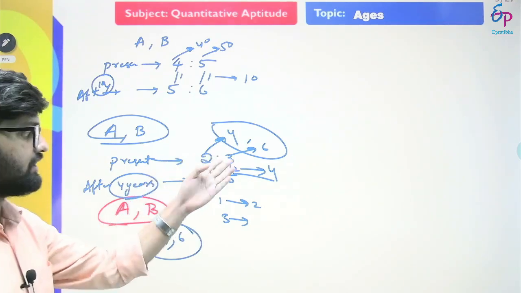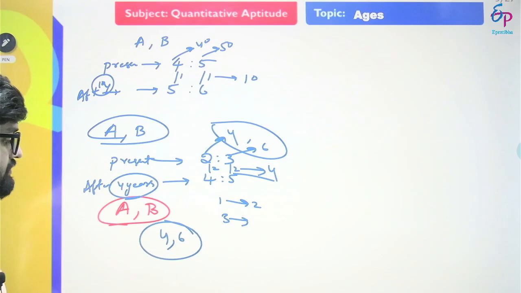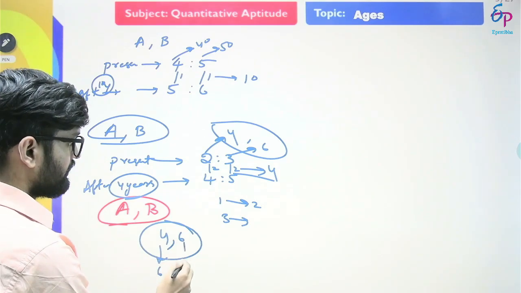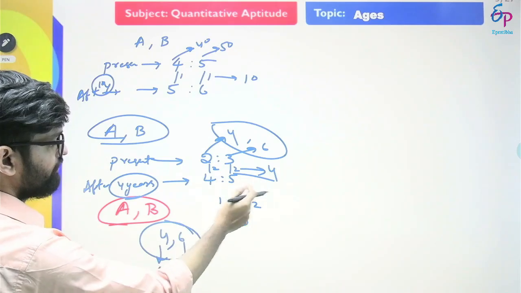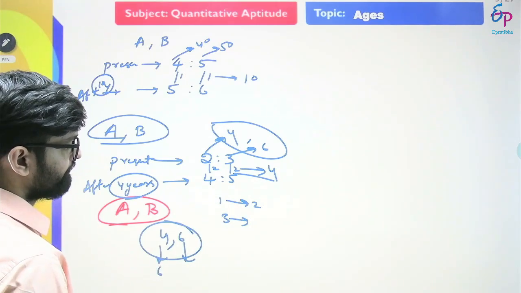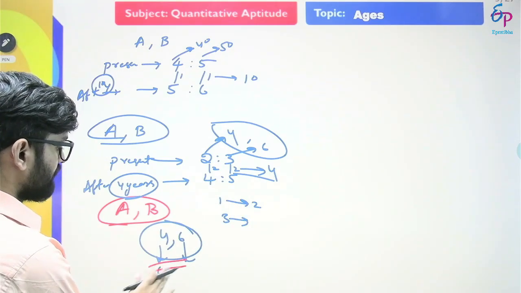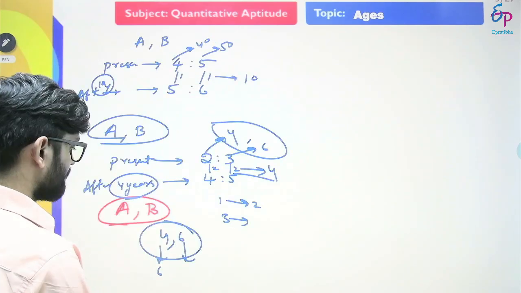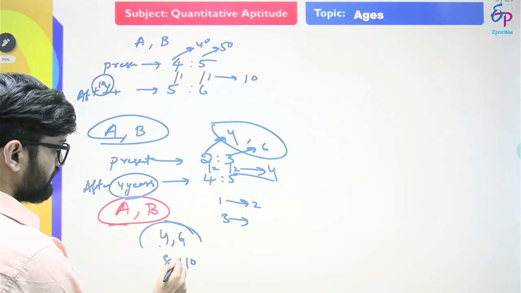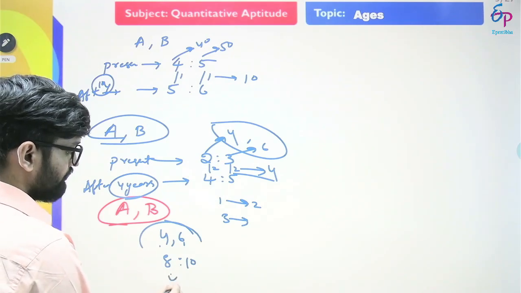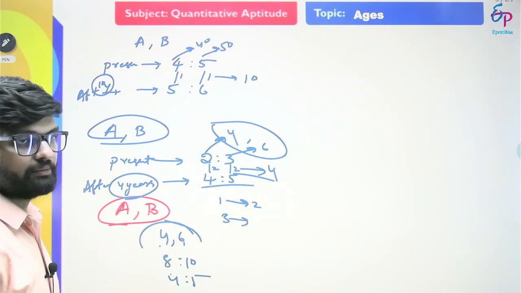If the ages are in the ratio 4 is to 6, then after 2 years it will be 6. 2 parts is equal to 4 means 1 part is equal to 2. After 4 years, not after 2 years, it will be 8 and 10. What is the ratio? 4 is to 5 only. Yeah, we have got it, perfect.